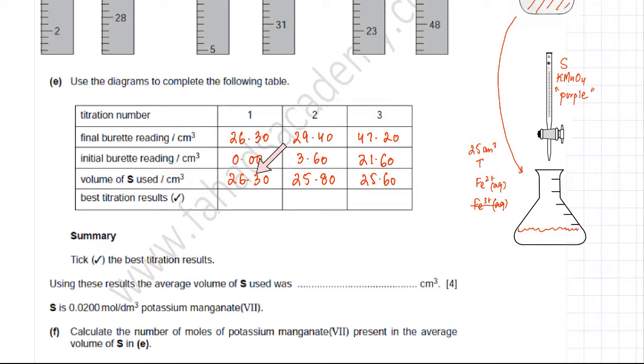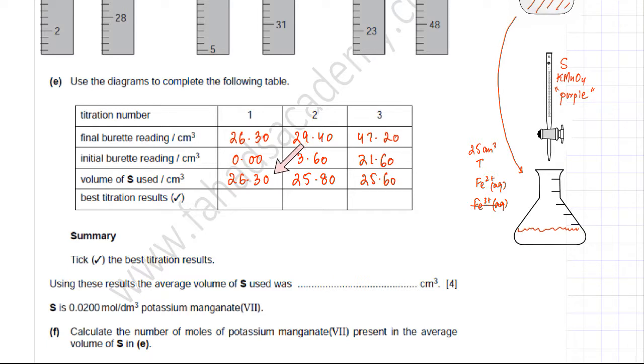Now moving to the next part, I figured out the 3 titration results. In the first experiment you put 26.30 of KMnO4, in the second 25.80, and in the third 25.60. That's the volume of KMnO4 used in the 3 experiments. Now I have to pick the best titration results, and the best results are the ones that are close to each other. If you look at the 3 values, this first value is slightly off. It's further away from the other values, which means there must be something going wrong in this experiment.